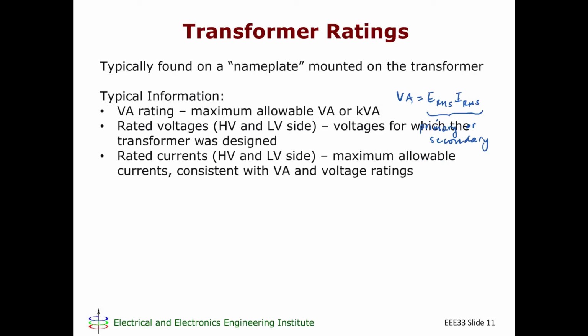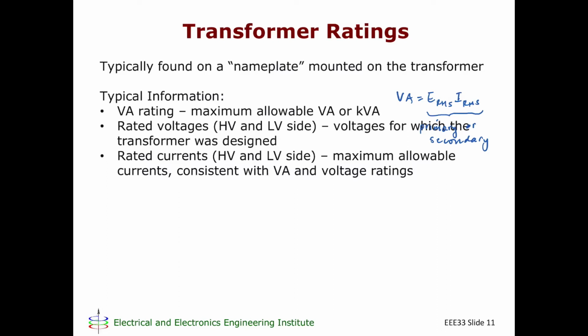The rated currents are the maximum allowable currents that you allow to flow in the windings. So you have a maximum current for your high voltage side and a maximum current for your low voltage side. If you take the rated voltage and the rated current together for any particular side, that should be consistent with the volt ampere rating of your transformer.